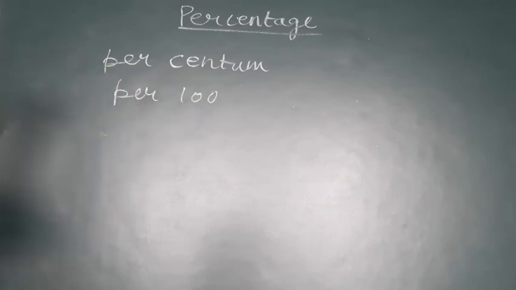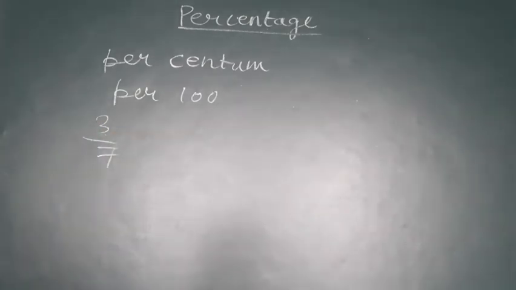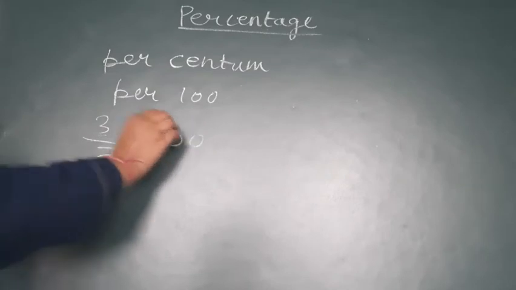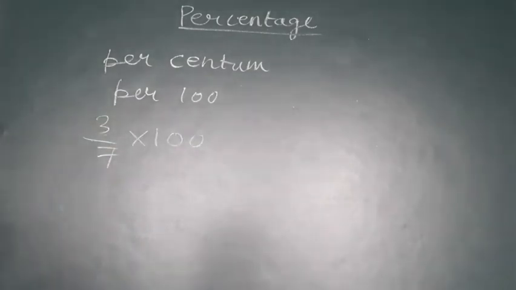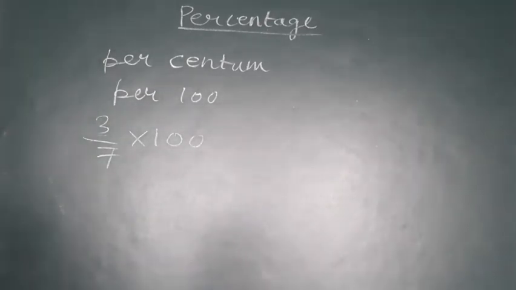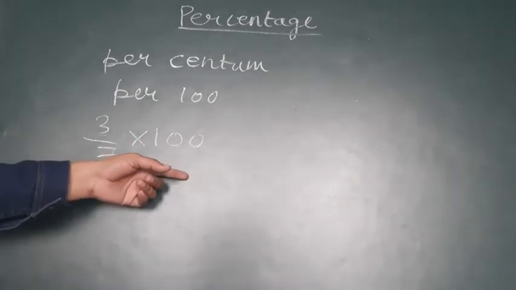If you want to find out the percentage of a fraction, for example, you have to convert 3 upon 7 into percentage. How will you convert it? You will multiply it by 100 in order to convert it into percentage. Percentage means to express a quantity as a fraction of 100. Of means multiplication. So as a fraction of 100, I have multiplied it by 100.